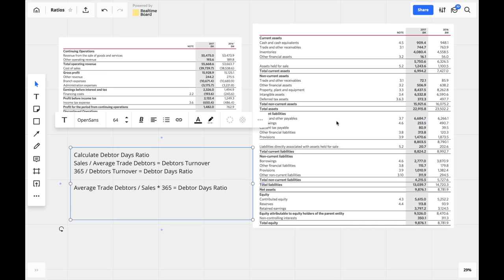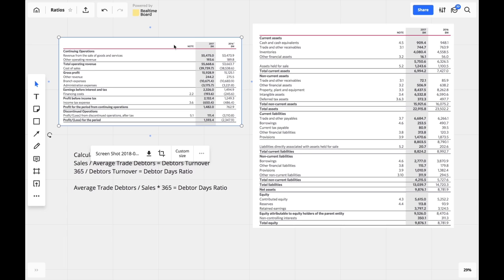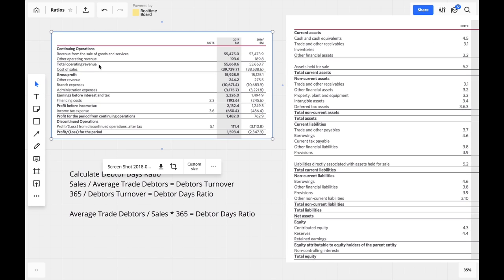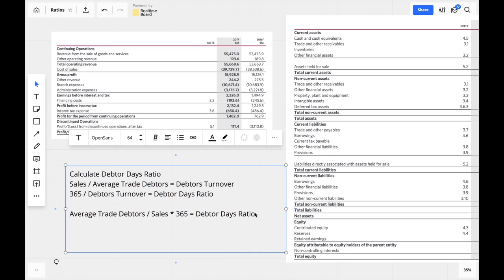What you need to do is go into your profit and loss statement. Here is Woolworths profit and loss statement. What you then need to look at is the total operating revenue, and that will include everything that's been billed to customers. We're not going to include other revenue because that's below the line. We're just going to be looking at operating revenue. So for the current year, which is the 2017 annual report, we're going to take 55,668.6, and we're going to divide that by our average trade debtors.